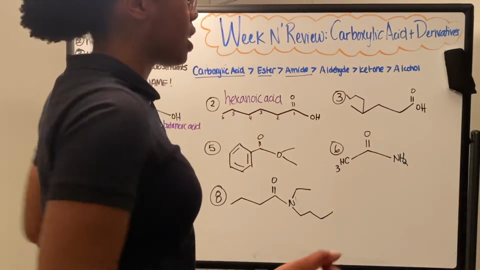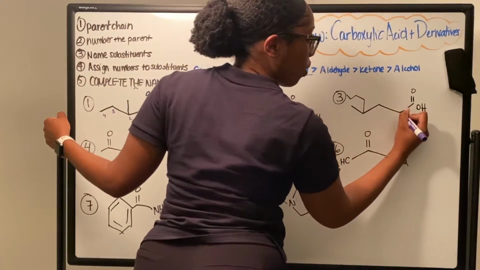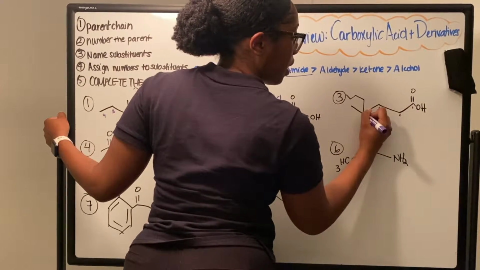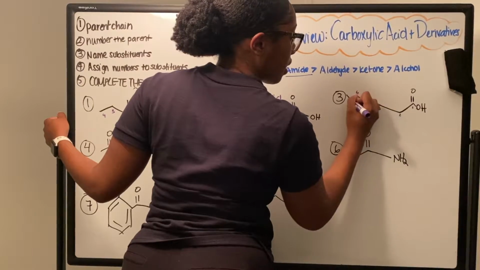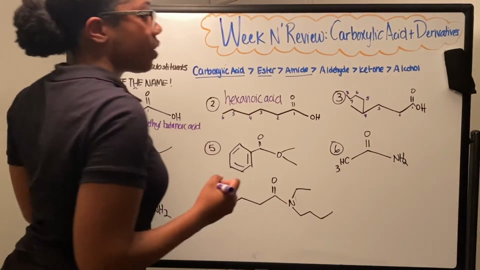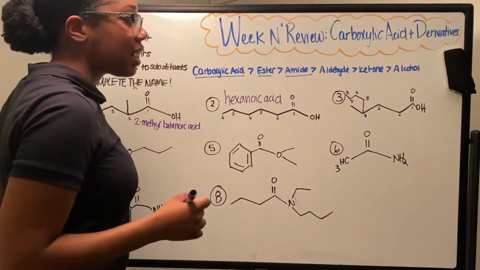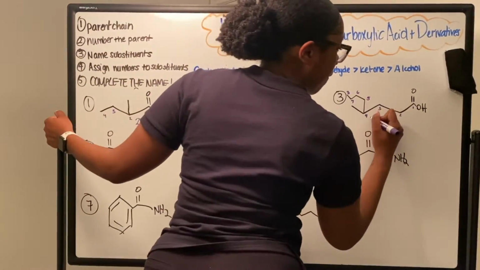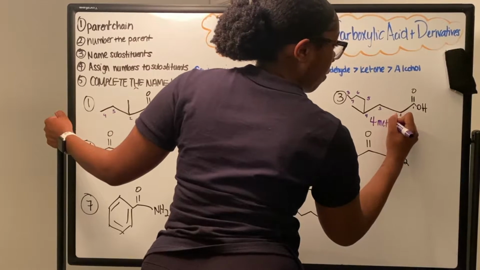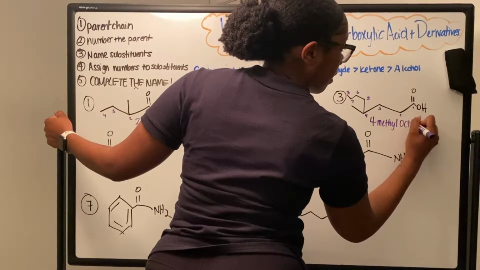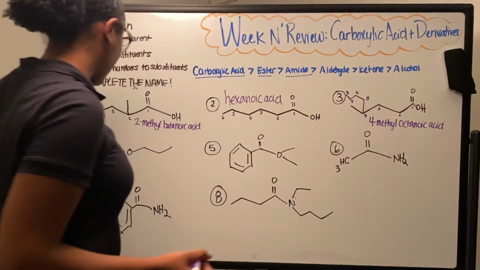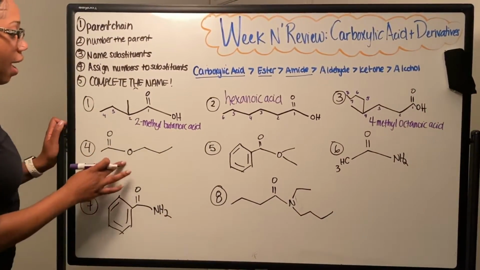Now let's do this one here. So we can do 1, 2, 3, 4, 5, 6, 7, 8. So we know that that is going to be octanoic acid, but we do have a methyl group coming off the 4. So it's going to be 4-methyl octanoic acid.